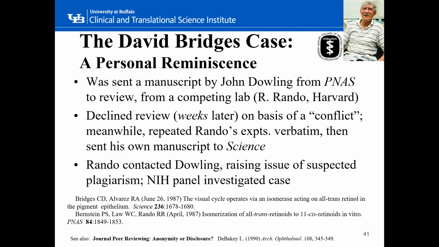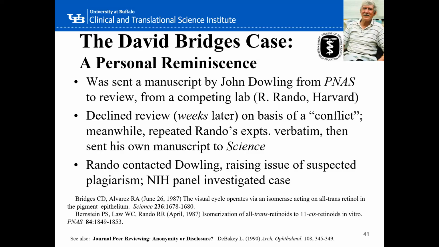But then, oddly, Dr. Bridges declined to review this manuscript, and he claimed that there was a conflict because he said he was doing very similar work in his laboratory. Meanwhile, he took the methods section from Rando's manuscript and gave it to his technician, who then reproduced the experiments exactly as Dr. Rando had reported in his manuscript. And then Dr. Bridges wrote up his own manuscript and submitted it to Science.